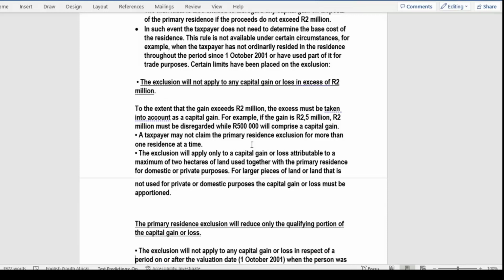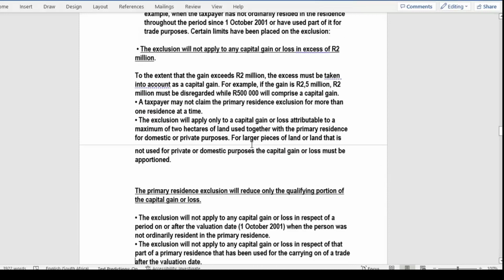The taxpayer may not claim the primary residence exclusion for more than one residence at a time. So it has to be one at that time, not more. And the exclusion will apply only to a capital gain or loss attributable to a maximum of 2 hectares of land. So that's the maximum there, not more, used together with the primary residence for domestic or private purposes. And for larger pieces of land, or land that is not used for private or domestic purposes, the capital gain or loss must be apportioned.